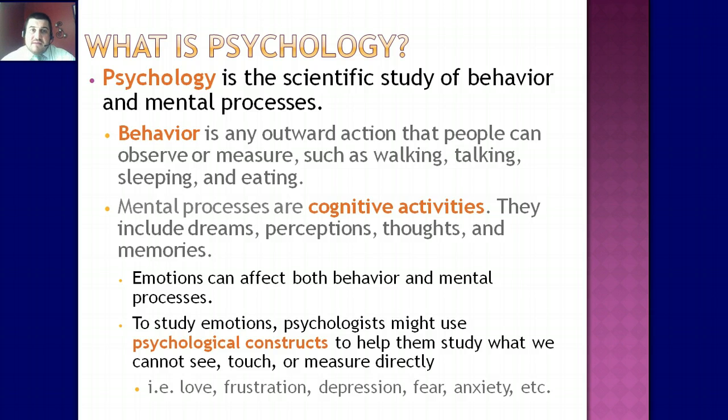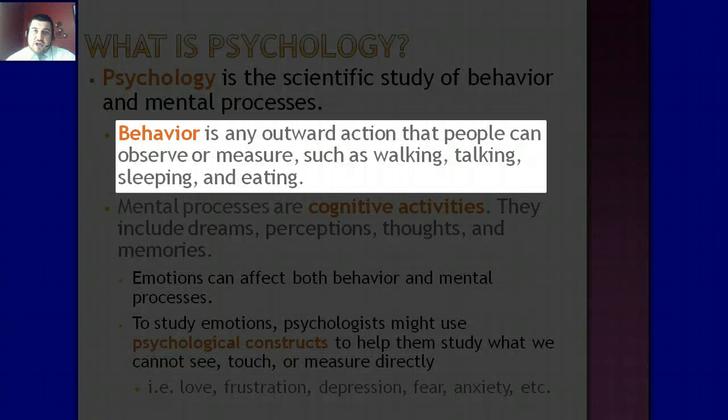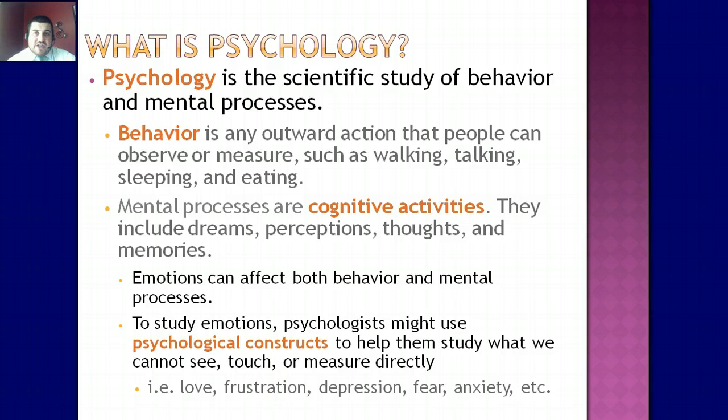What are those? Behavior is outward. It is what you can visibly see a person doing. Sometimes not even visibly seeing, but walking, talking, facial expressions, sleeping. You can view a person sleeping. Sometimes that's a little creepy though. And eating. Any outward behavior that they are doing is considered behavior.